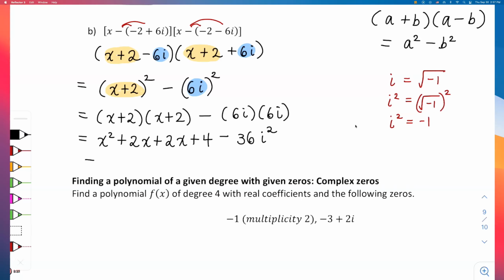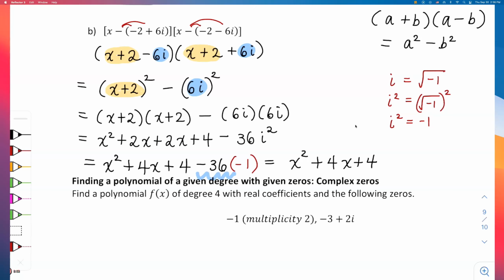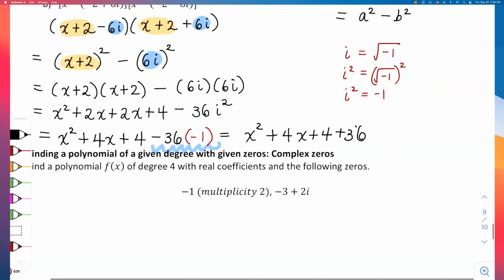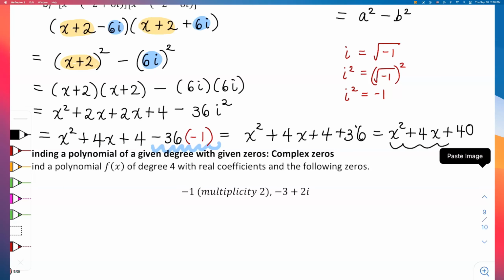So let me go ahead and simplify all the way. x squared plus 4x plus 4. But I will get negative 36 times i squared, which is negative 1. And if I multiply negative 36 times negative 1, that gives us plus 36. And now we can add the 4 and 36 and say that our final trinomial is x squared plus 4x plus 40. So two different methods.